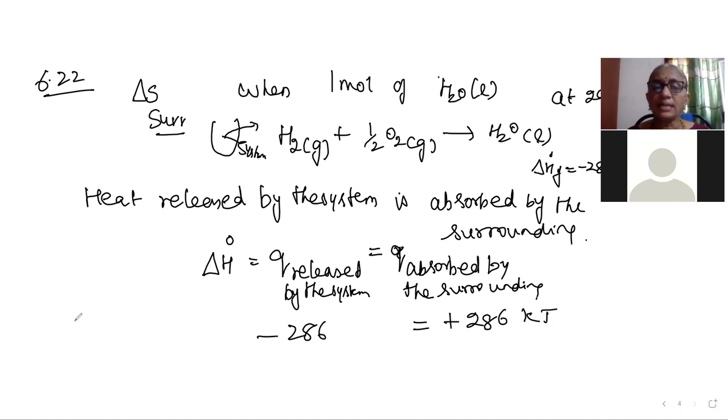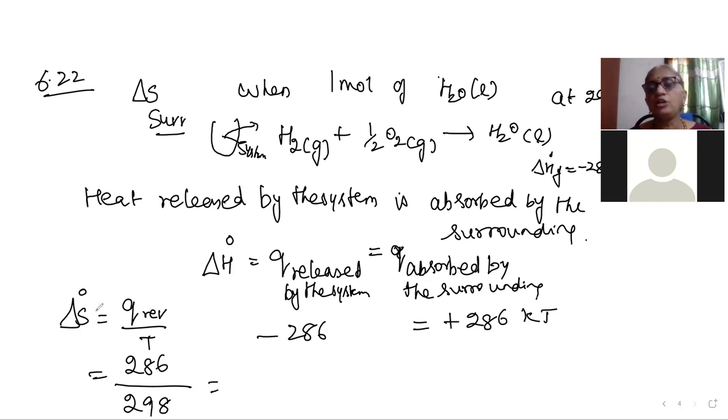What is the formula to calculate del S for this change? Del S naught is Q reversible by T. We know this formula, no? So Q is 286 kilojoules, you can keep as it is. So that final answer also you can express in kilojoules. Divided by temperature 298. So this will give you entropy change of the surrounding. So what is 286 by 298? 0.9597. Are you getting that?